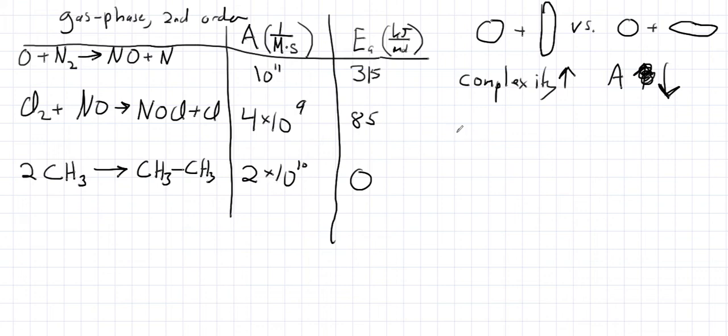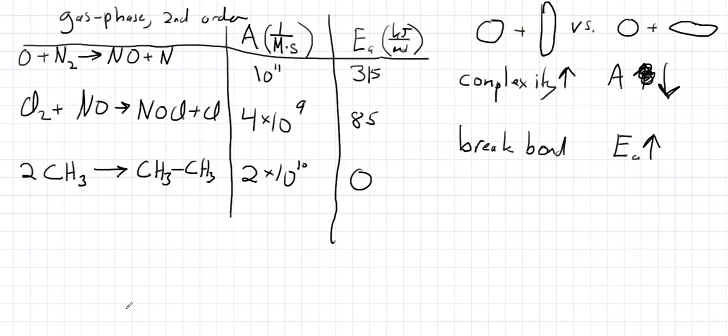We also find that if we have to break a lot of bonds to start the reaction, then the activation energy is going to go up. So if we look over here, we have to break this bond to do the reaction. We have to break this bond to do this reaction. Over here, we don't have to break any bonds. We've got two methyl radicals, and those hydrogens stay bonded to the initial carbons. All we have to do is form a bond. And so here, the activation energy is essentially 0.